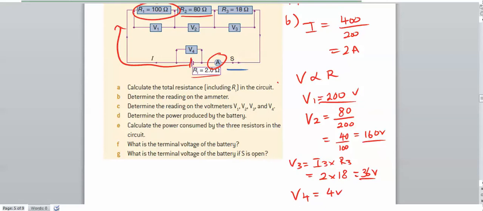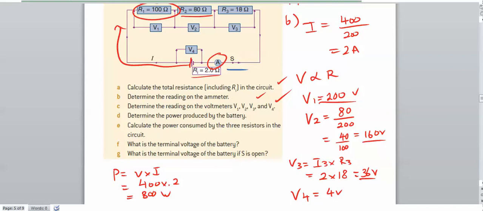Okay, so we've done this, and this. Determine the power produced by the battery. Power is voltage times current. So you see these questions are really starting to repeat themselves now, aren't they? Voltage times current. Our total voltage is 400. Current is 2 amps. So we've got 800 watts of power.